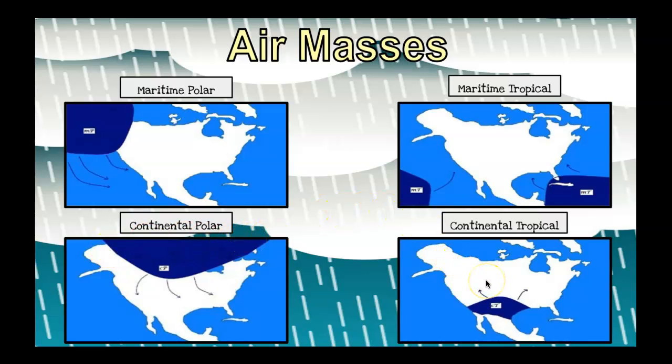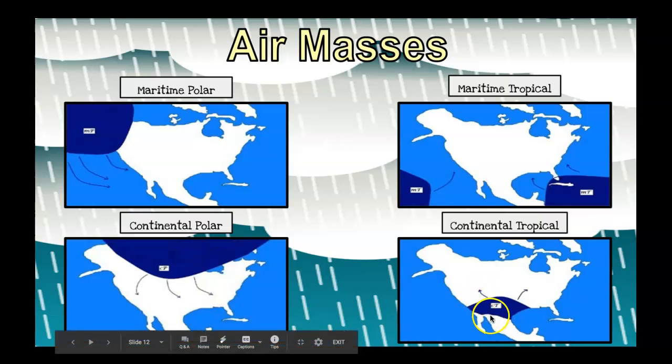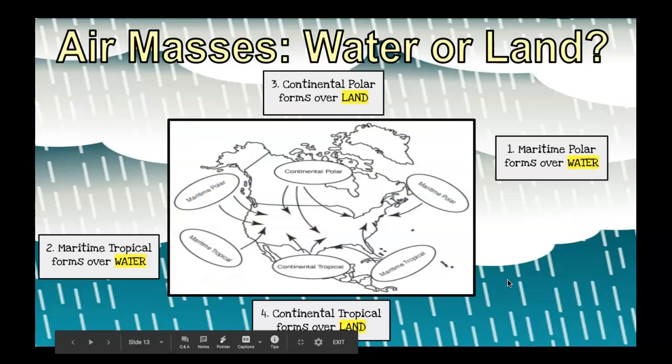You can have a maritime tropical air mass forming in the ocean, being moist, and then forming near the tropics, so bringing warm air. There's a continental polar forming over the continent or the land, so it's dry, and it's forming at the poles, so it's cold. And then a continental tropical air mass. Continental, once again, forming over the continent or land, and it's going to be dry.